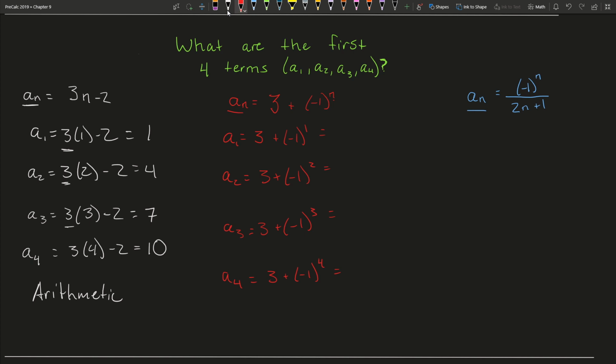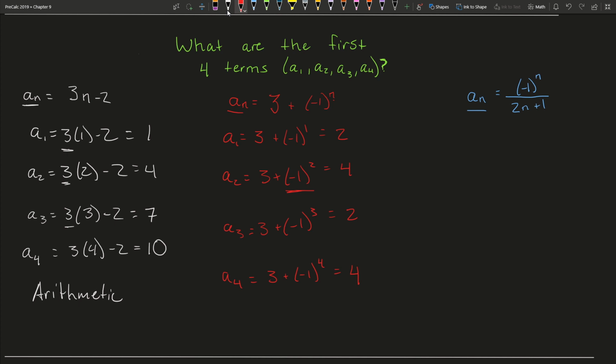And again, we just simplify it. So -1 to the first power, that's still -1. 3 plus a -1, that's 2. -1 squared is +1. 3 plus 1 is 4. -1 to the third power, that's -1. So it goes back down to 2. And then it comes back up to 4.